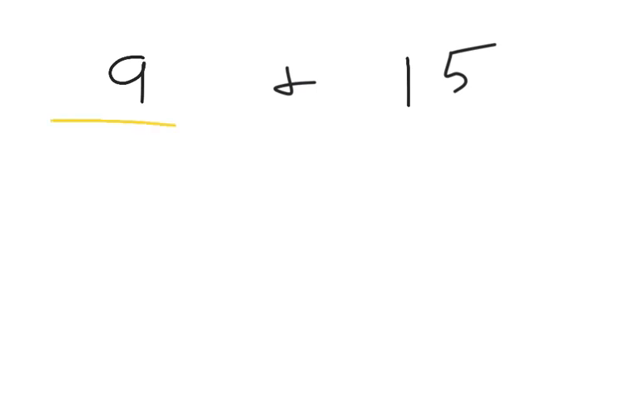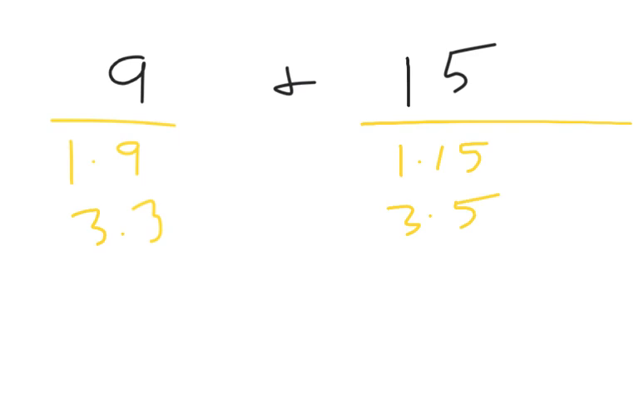So what multiplies to be 9? 1 times 9 and 3 times 3. What multiplies to be 15? 1 times 15. 3 times 5. So what is their greatest common factor? What number do they both share that's the biggest? 3. So we could say their greatest common factor is 3. Okay? Everybody good with identifying them?